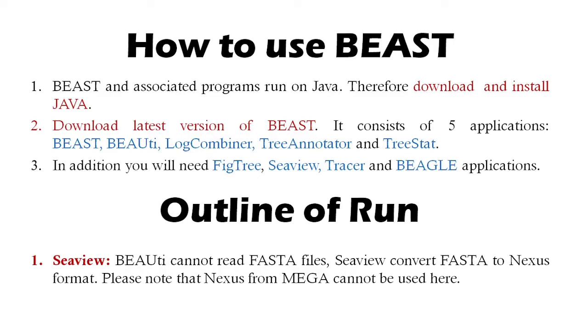Firstly, you will have to use the CView application, because the first software you will use is BEAUti. BEAUti cannot read aligned FASTA files, so you will need a Nexus format alignment, and for that you will need the CView application. So using CView, convert your FASTA sequences to the Nexus format so that BEAUti can read that file. One note: we cannot use the Nexus file format from the MEGA software. So don't use the Nexus file from MEGA, BEAUti is not going to read that. Use CView to convert your aligned FASTA into Nexus, so that we can run BEAUti.